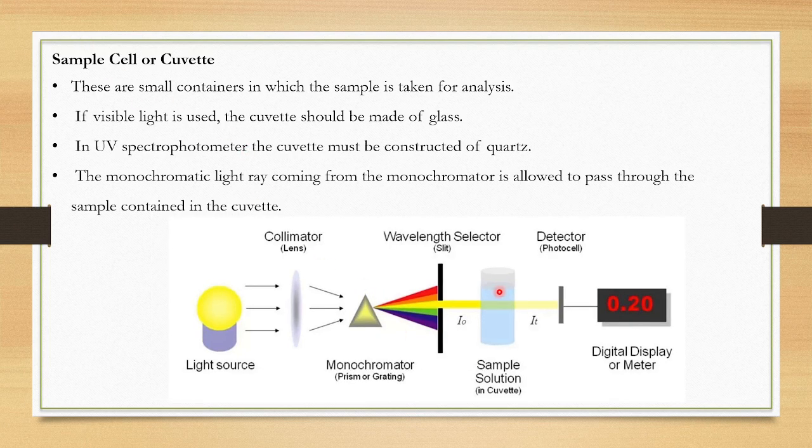Next one is the sample cells or the cuvette. These are small containers in which the sample is taken for analysis. If visible light is used, the cuvette should be made of glass.